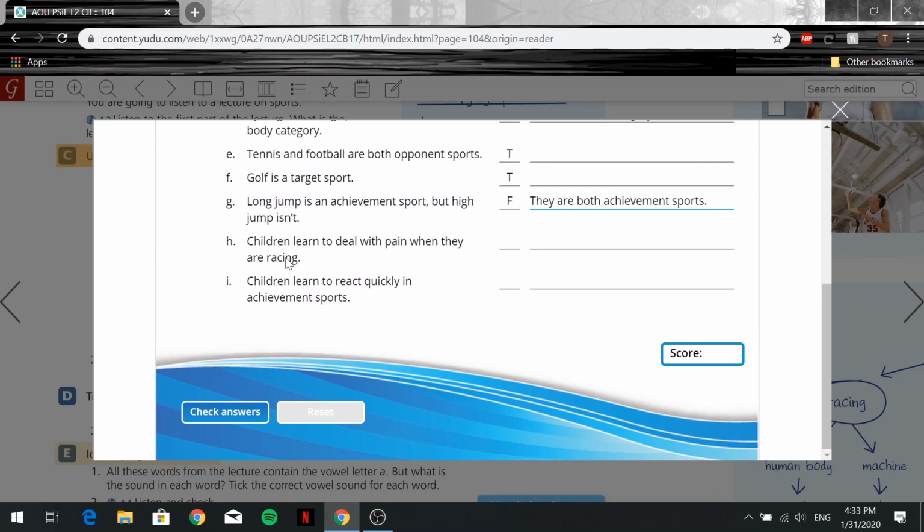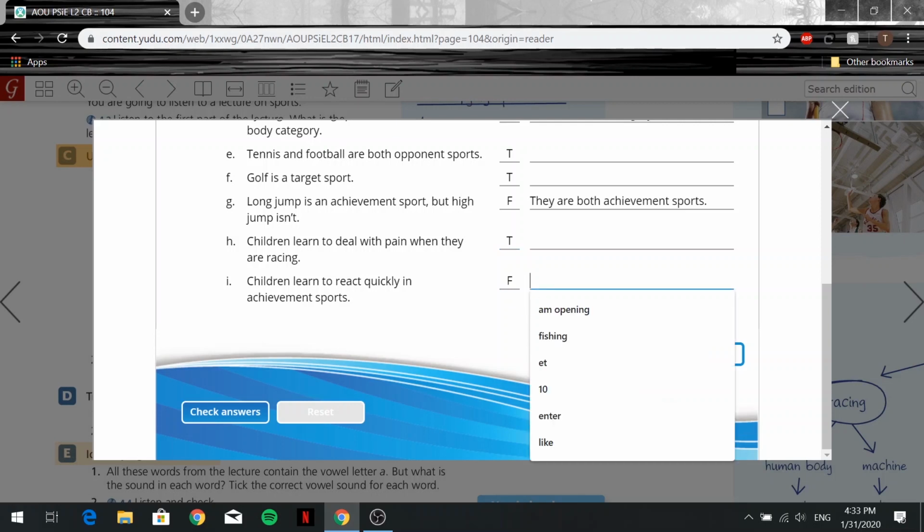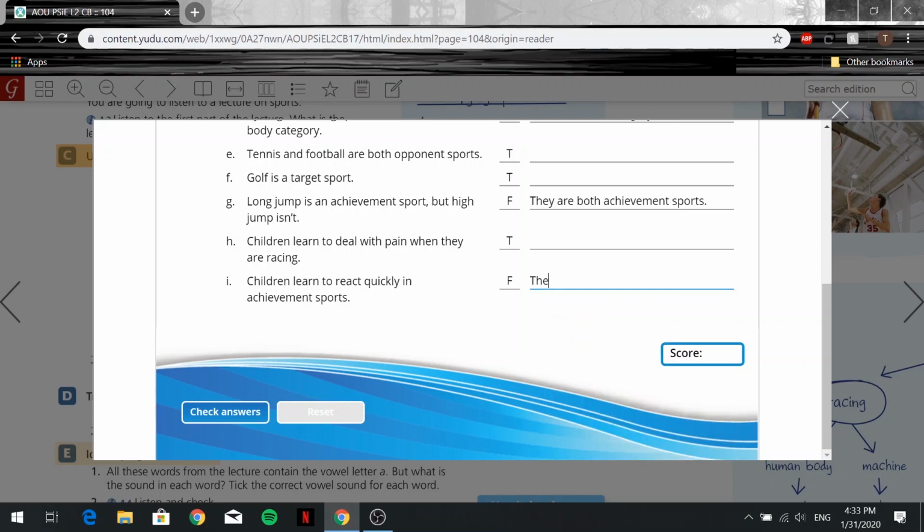H, children learn to deal with pain when they are racing. This is true. Yes. Oops, my bad. I, children learn to react quickly in achievement sports. This is actually wrong. They learn to react quickly in opponent sports. So we'll say they learn to react quickly in opponent sports.